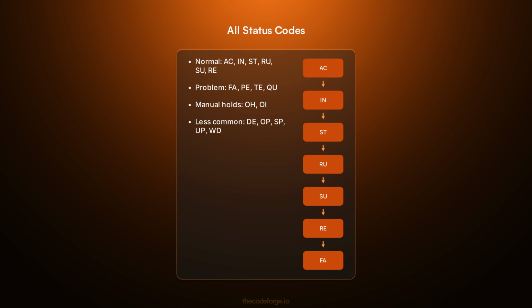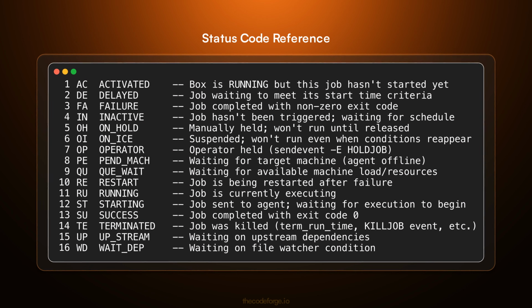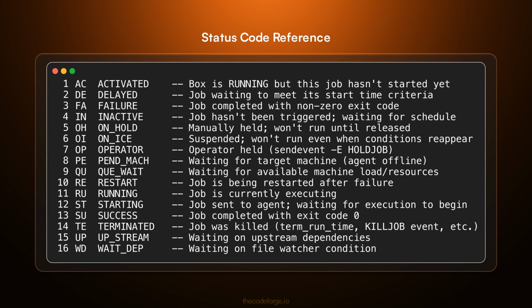Normal and interim statuses include activated, inactive, starting, running, success, and restart. Problem statuses include failure, PEND_MACH, terminated, and QUE_WAIT. Manual holds are on hold and on ice. Here's a complete reference of all AutoSys status codes. Each has a two-letter abbreviation and a description. Pay special attention to PEND_MACH, which means the agent is offline, and QUE_WAIT, which means the machine is overloaded.